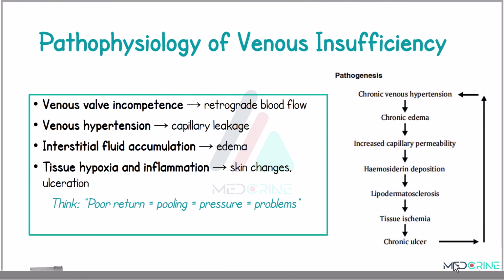The pathophysiology of venous insufficiency begins with venous valve incompetence, and this incompetence leads to retrograde blood flow. Retrograde blood flow then causes venous hypertension that promotes capillary leakage, and as interstitial fluid accumulates, edema develops. Chronic tissue hypoxia and inflammation result in skin changes and the development of an ulcer. An easy way to remember this sequence is poor return equals pooling, pressure, and problems.